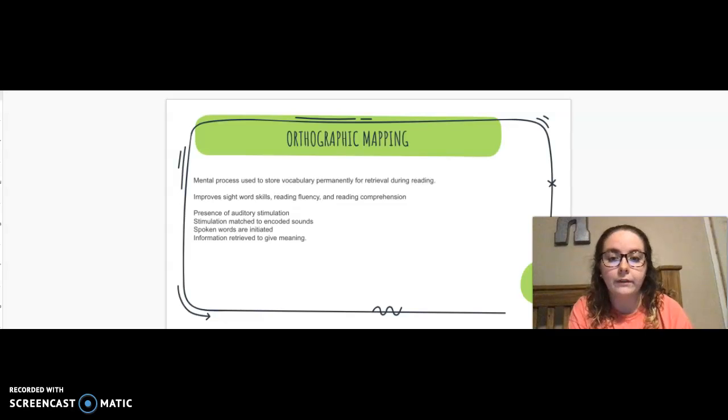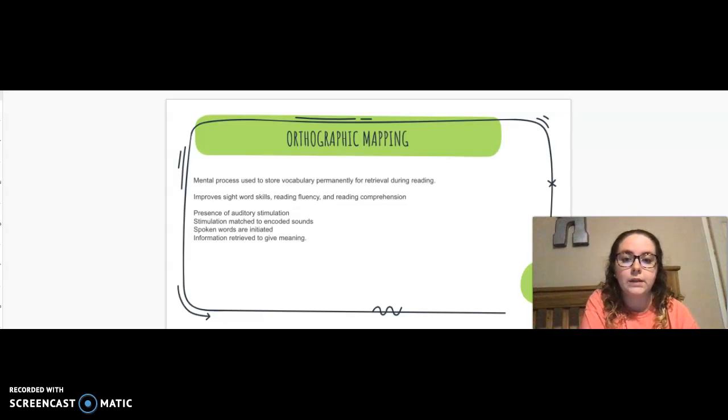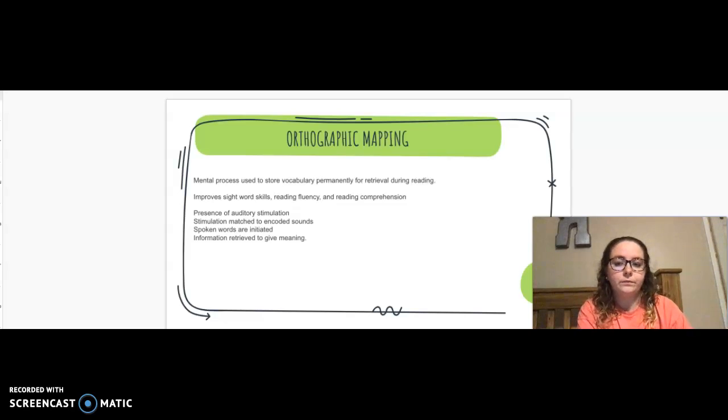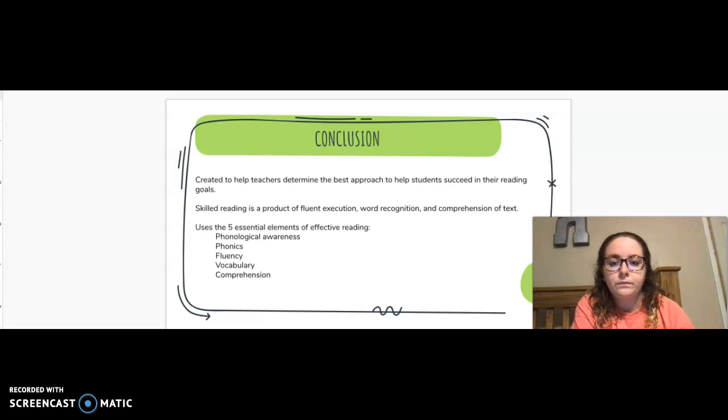We now have orthographic mapping, and that is the mental process used to store vocabulary for retrieval during reading, and it is crucial for reading fluency and reading comprehension. It improves sight word skills, reading fluency, and reading comprehension. So orthographic mapping begins when we hear a sequence of sounds, and then the sound sequence is recognized and matched to stored sounds. Then our reading vocabulary is activated, and then the meaning is retrieved.